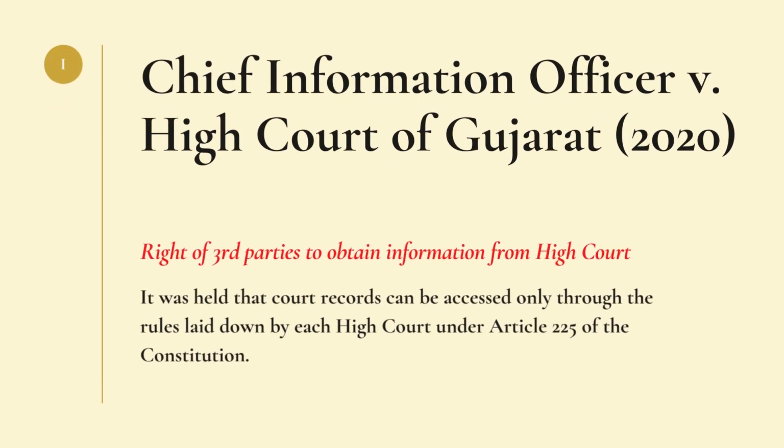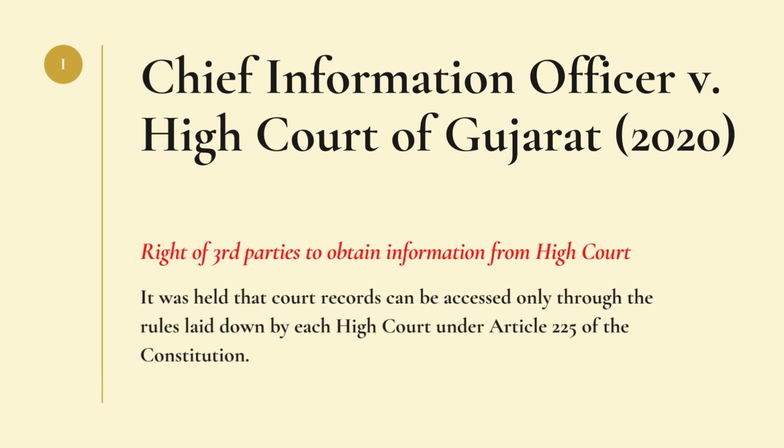So our first case is Chief Information Officer versus High Court of Gujarat. It's a recent case in which it was held that third parties, if they want to have access to information, are required to file an application or an affidavit stating the reasons according to the prescribed procedure mentioned in the Gujarat High Court rules, rather than moving to the RTI Act. So this case has basically faced some kind of backlash also.